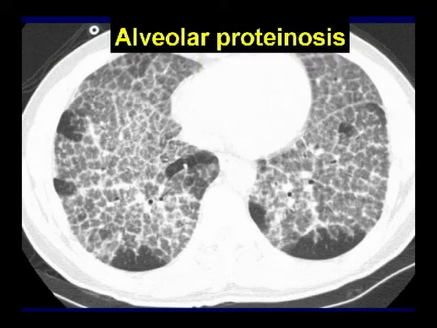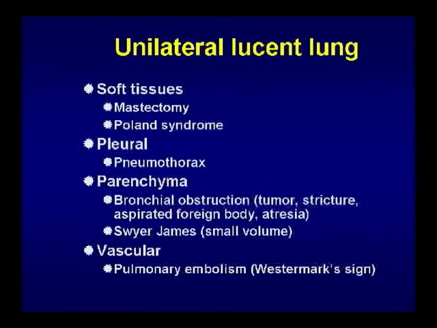Symptoms were chronic. All right, this is a tough case. The reason I put this case up is to discuss the differential diagnosis of a unilateral lucent lung, because that's something that people like to talk about. So I start from outside and work my way in. Outside would be soft tissues. So maybe the patient had a mastectomy, maybe they have congenital absence of the pectoralis muscle, like Poland syndrome.